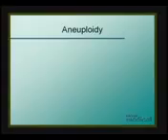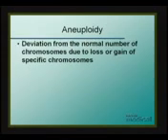Now, the other kind of numerical abnormality that we can have is called aneuploidy. Aneuploidy refers to a situation in which a cell has the incorrect number of chromosomes, but it's not a multiple of 23. Typically, aneuploid cells result from the loss or gain of particular chromosomes, most commonly the loss or gain of 1 single chromosome. So most examples of aneuploidy would involve an individual who has either 45 or 47 chromosomes, 1 missing or 1 extra.